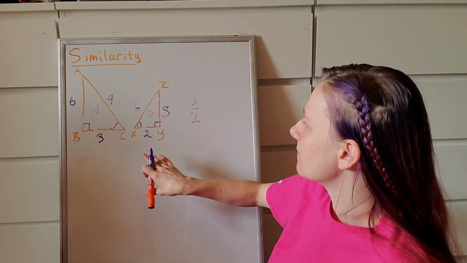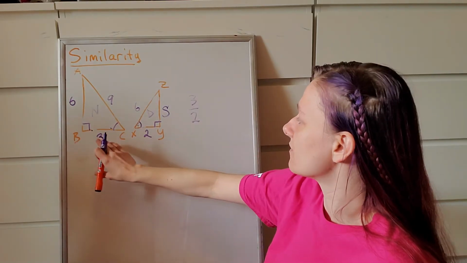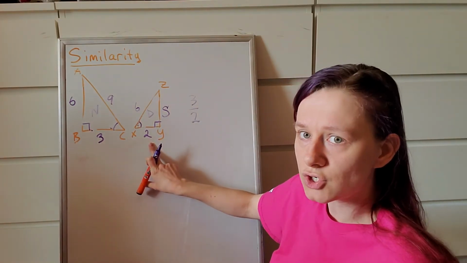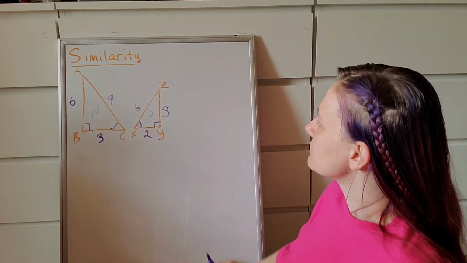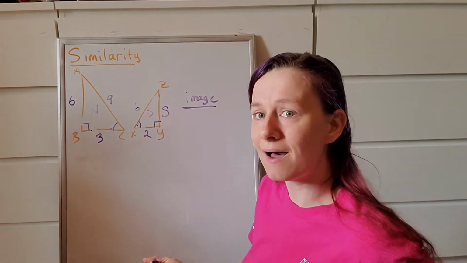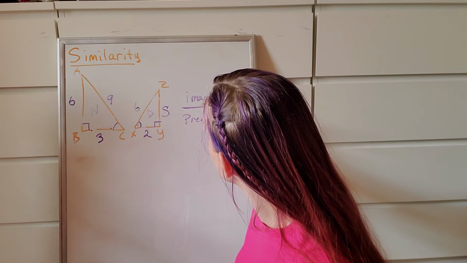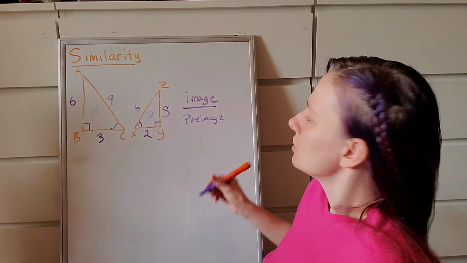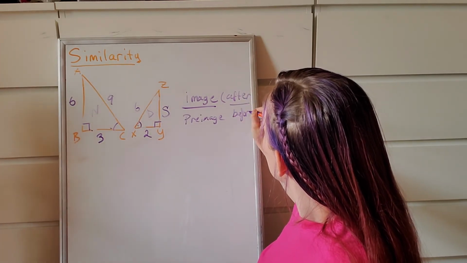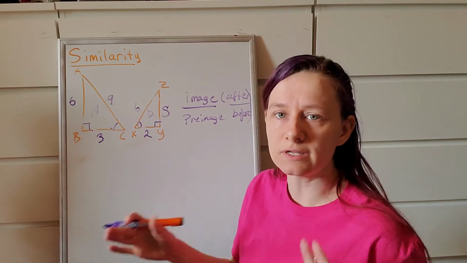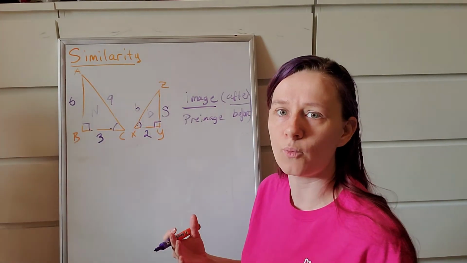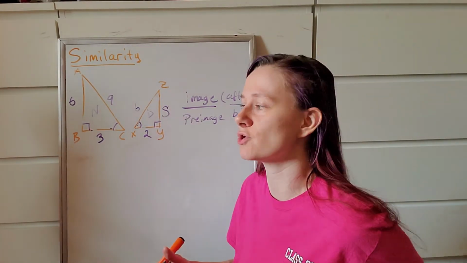So if I want to say that this is my original triangle, what do I multiply it by to get the smaller triangle? Then I have to flip it over. You have to put your image on top over your pre-image. So that's after over before, which is a little bit counterintuitive, but it works because you're multiplying it. So the idea is that you end up wanting to cancel out your before triangle to get your after triangle.